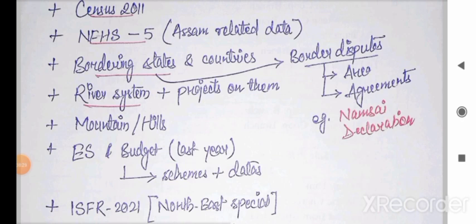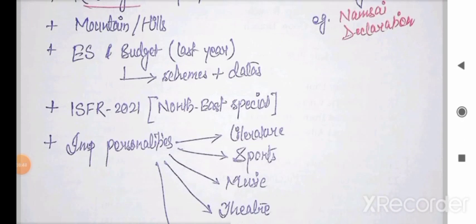River systems like the Brahmaputra and Barak are major rivers, so we need to cover them, and the projects on them, the hydroelectric projects, whatever the important ones. And mountains and hills of the entire northeastern region are important. The Economic Survey and budget of last years like 2022-23 are important, and the schemes and data covered under that also become important for us. India State of Forest Report 2021 was the latest one. In that report, the northeastern specific data should be remembered.